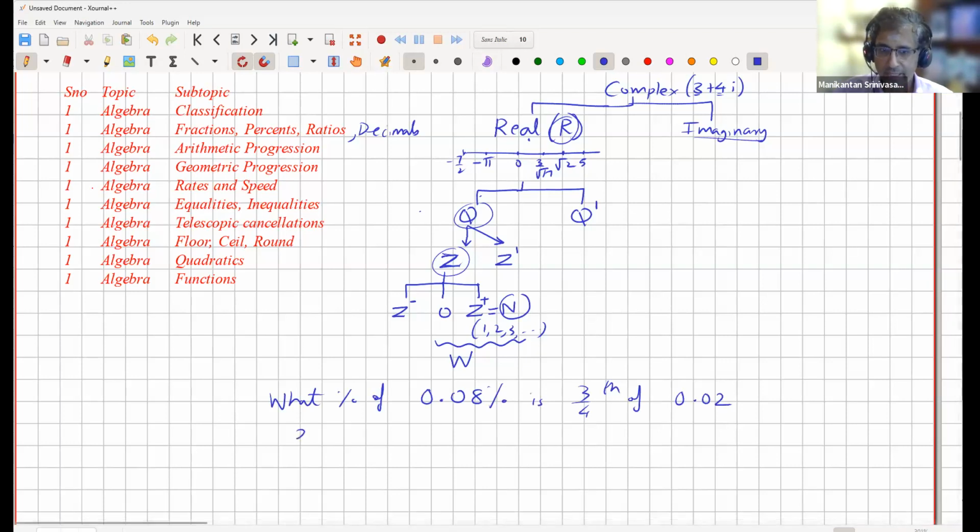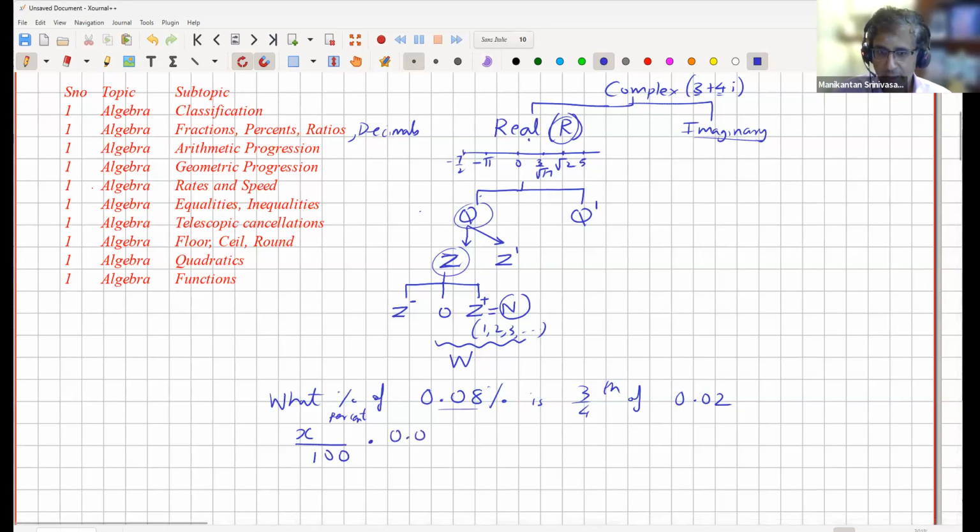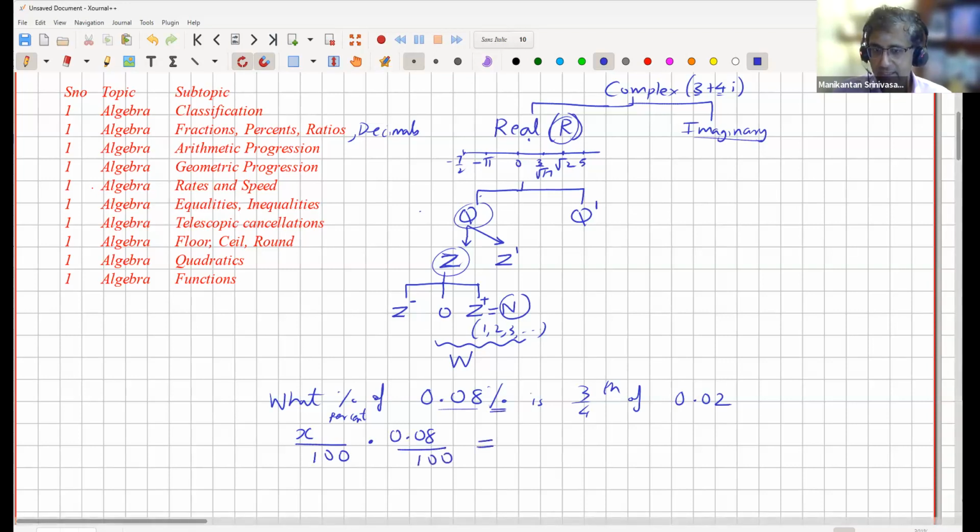So what is nothing but X per cent. So percent is per 100, right? Per is division, cent is 100. So X upon 100. Of is nothing but multiplication sign. 0.08 is just a number. I'll repeat 0.08. There's a percent again here, so I'll divide by 100. Is is just equal sign. 3/4 is just a number. Of is multiplication, and 0.02 is just a number.